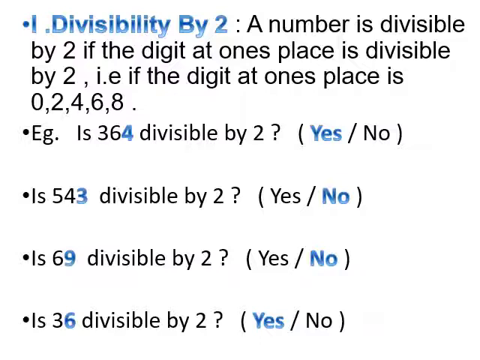So this is what you call the divisibility by 2. In that you have to see the ones place digit, and that ones place digit must be either 0 or 2 or 4 or 6 or 8. Then the number is divisible by 2.